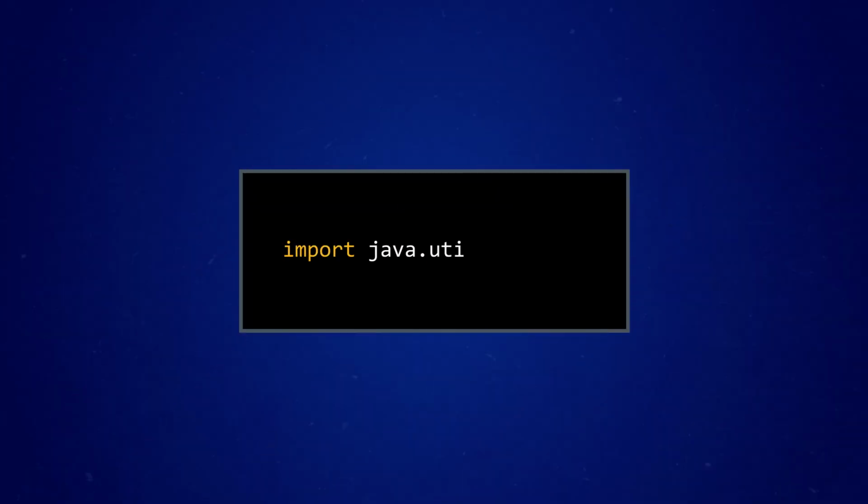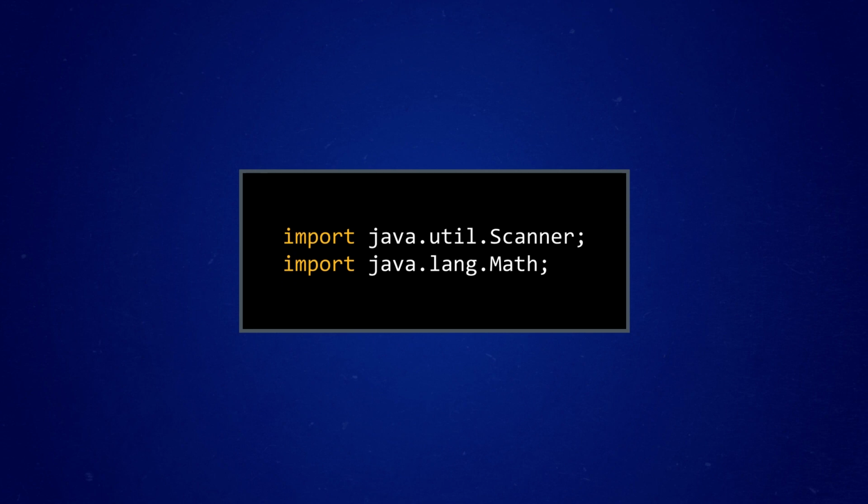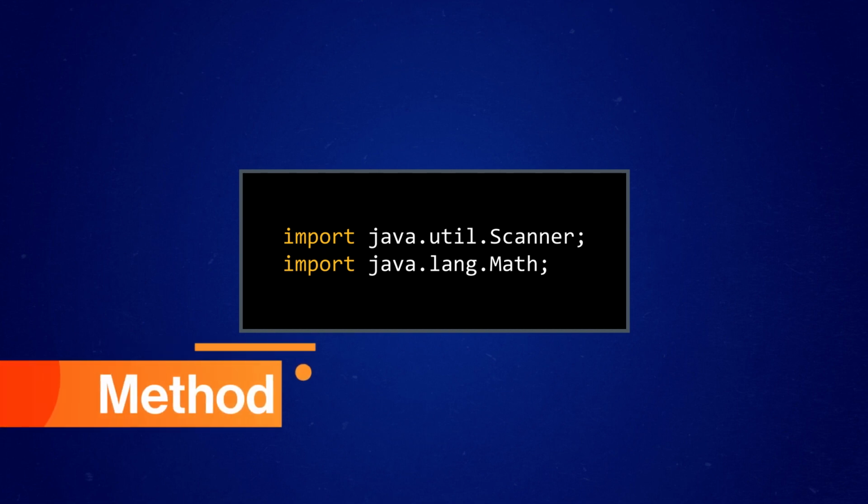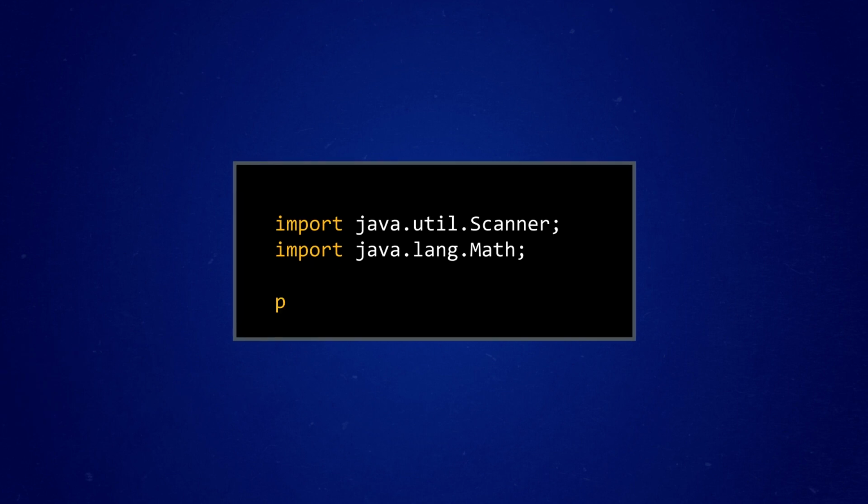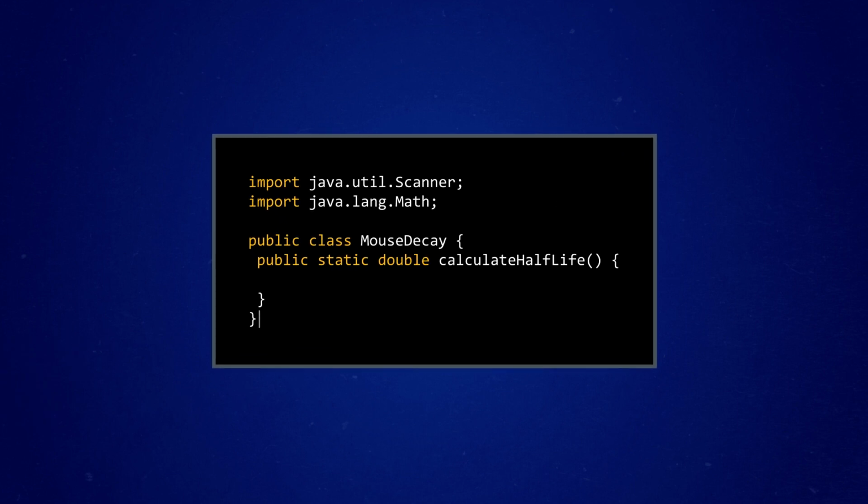To start, we will need to import the scanner from the standard library to collect user input. And this time, we'll also be using the math class because this calculation deals with logarithms. We can level up our code from last time by creating a method. This way, we can call back to this half-life calculation throughout the rest of our program as it continues to grow. So let's define a method and call it calculateHalfLife.